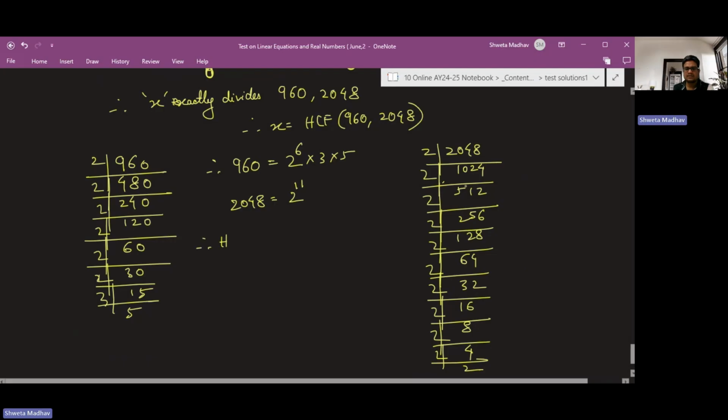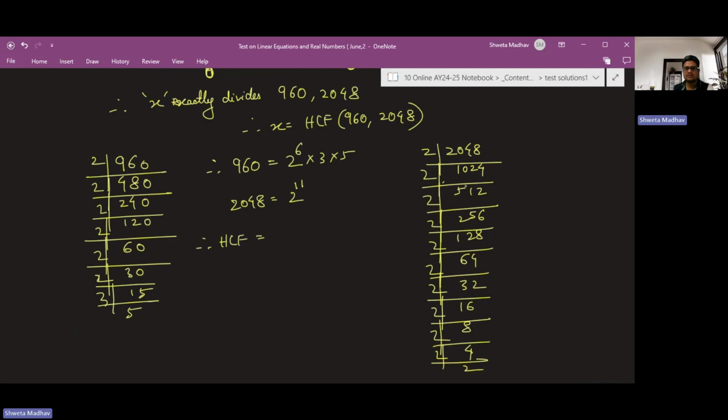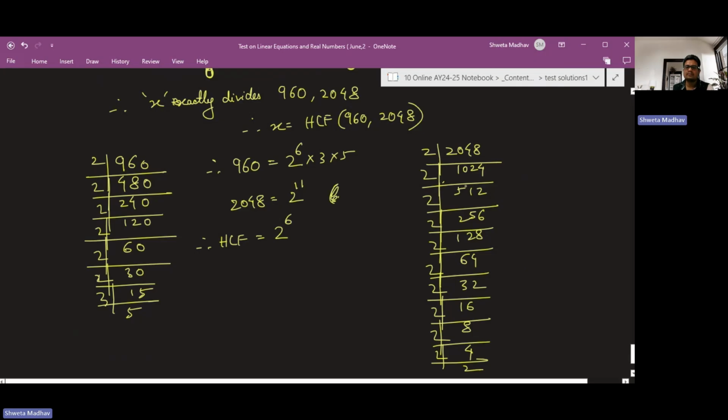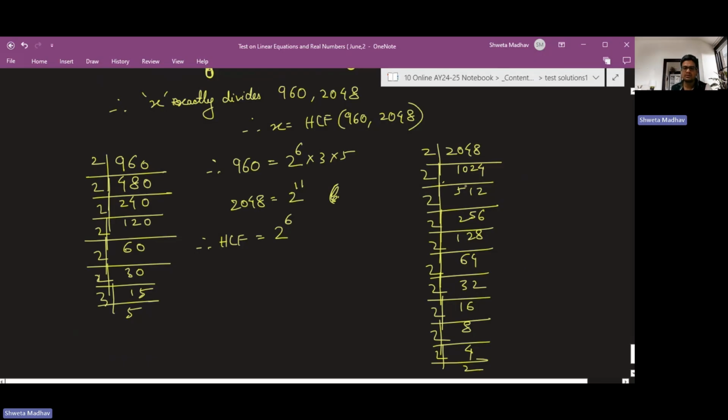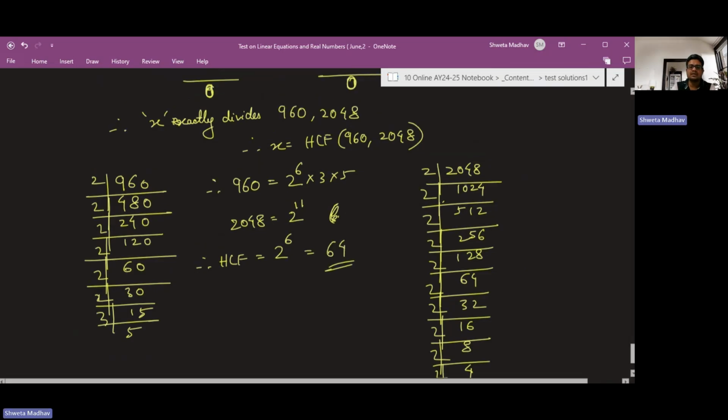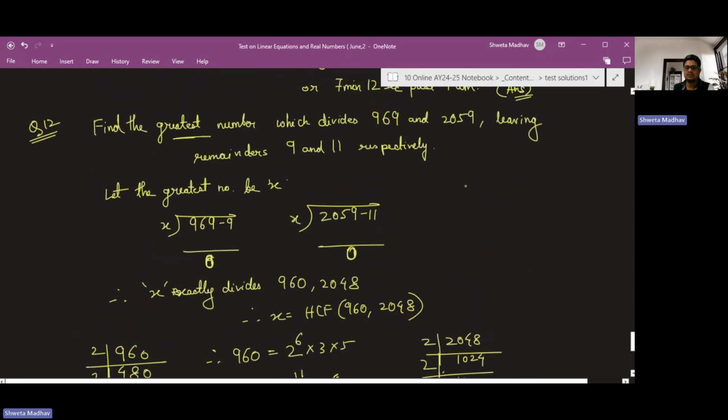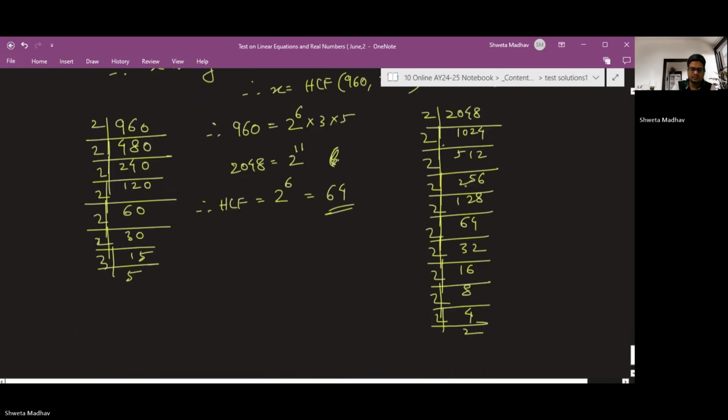So therefore the HCF of 960 and 2048 would be 2 power 6. Hence, in HCF we have to take the least exponents of the common prime factors involved. The least exponent of 2 is 6. So 2 power 6 is the HCF, which is 64. Therefore the required greatest number is 64. So the value of x is 64.